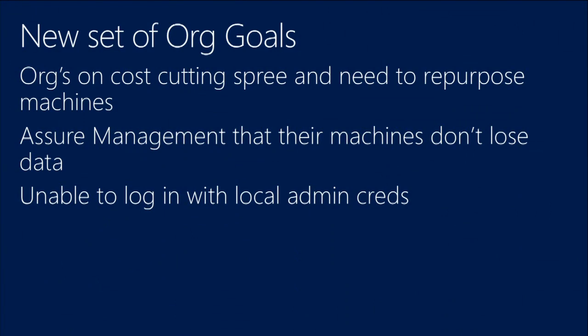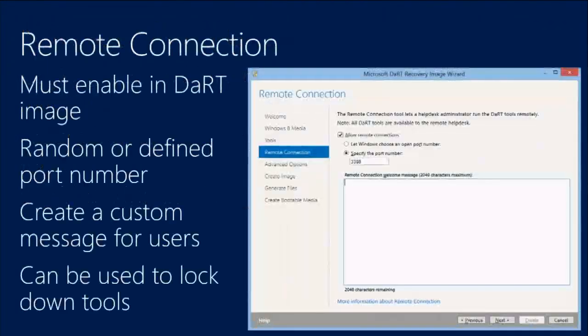And so your organization, perhaps some of yours are in the same boat, is on a cost-cutting spree, and they need to repurpose their boxes. They need to be able to assure management that these machines that they've been keeping in closets, off the shelves and turned off, before you repurpose them, that you don't lose the important data for why you put them in the closet to begin with. And because they've been there for a while, you don't remember the local admin password, so you really just can't get in there to do what you need to do.